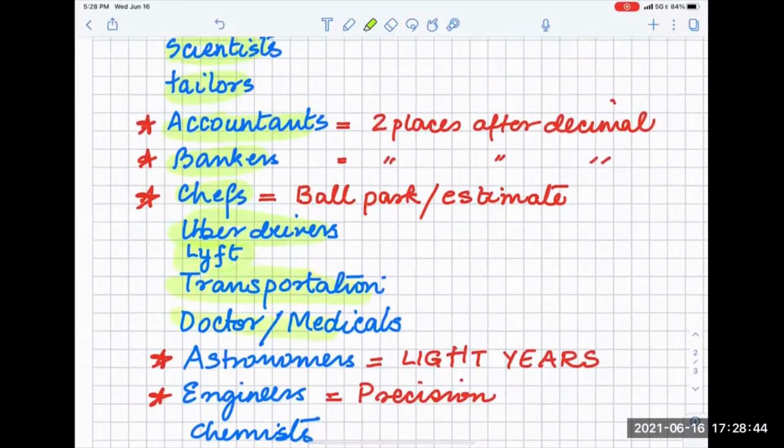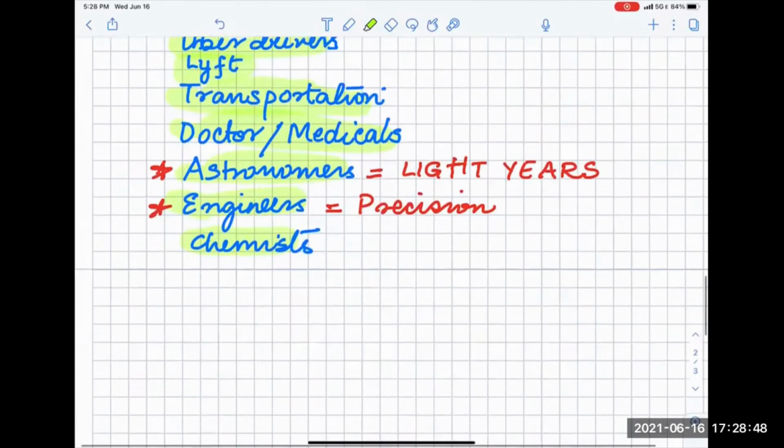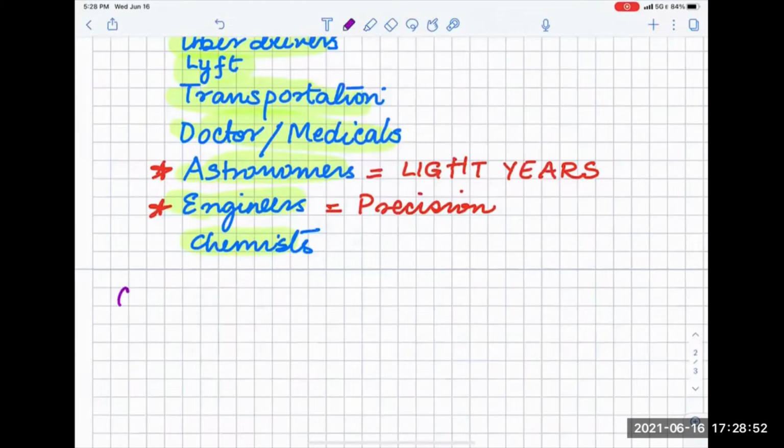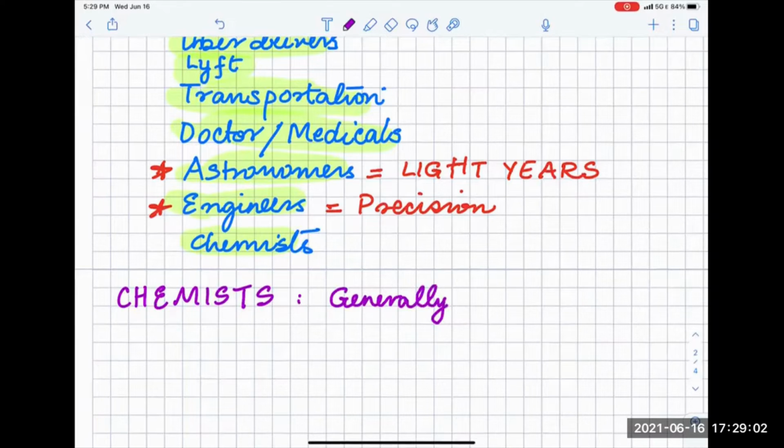Now, when you're working in the labs, as chemists, generally for us, there are two things for the chemist. Generally, two places after the decimal is considered kind of acceptable or normal. So generally, two places after the decimal. Okay, so this is one piece.